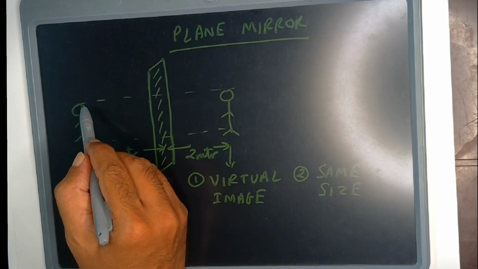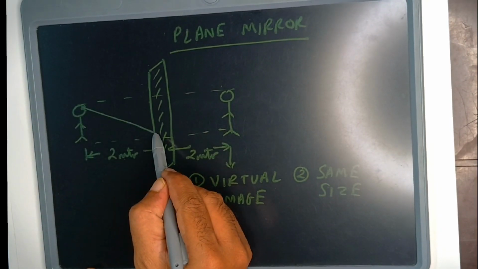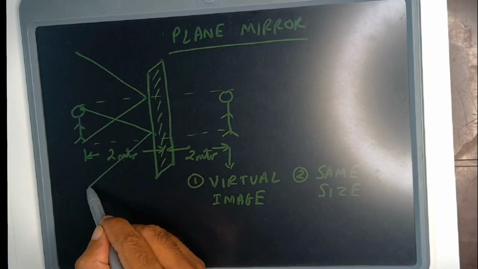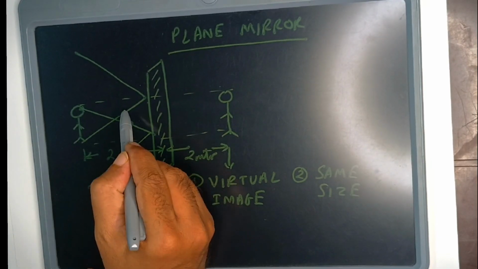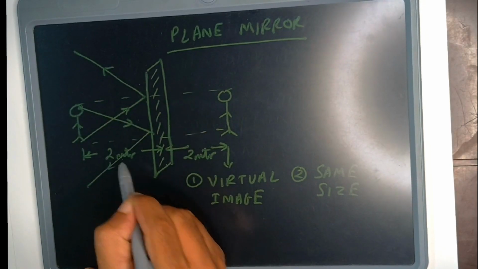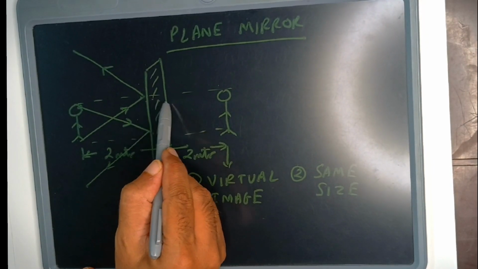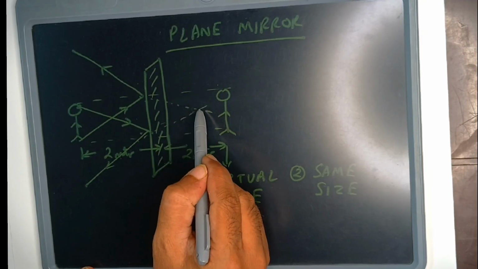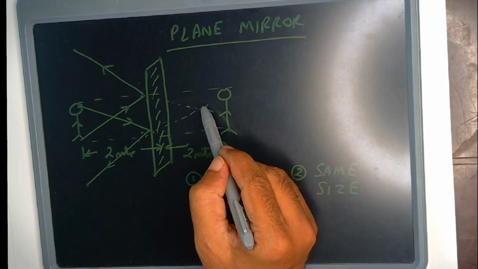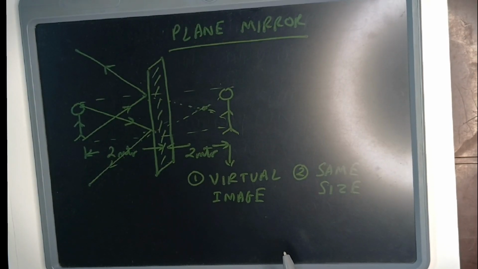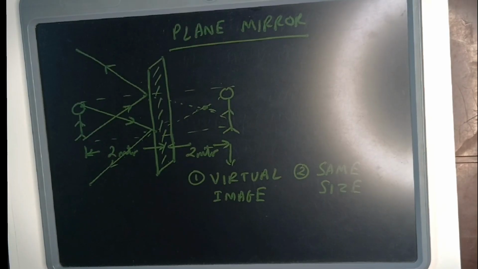Right? So the ray of light comes like this, and the other ray of light comes like this, and it actually diverges. This is the incident ray, and the ray diverges out. So it appears to meet backwards. It appears to meet behind the mirror. So this is as far as the plane mirror is concerned.